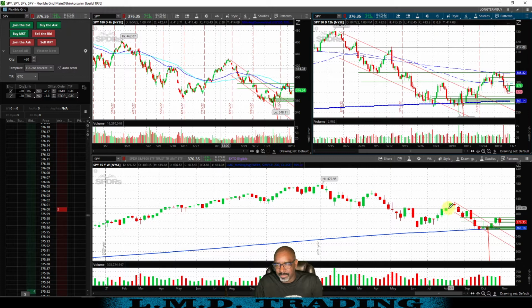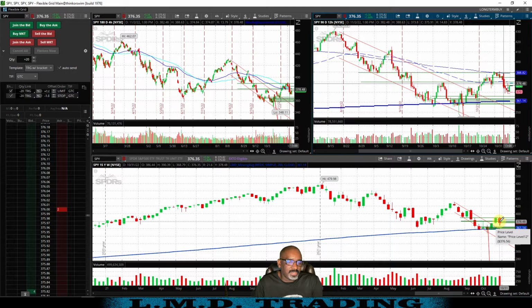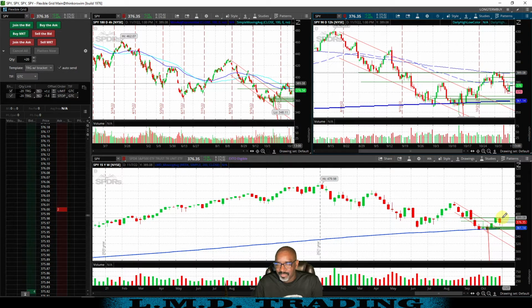But we do see that it was in a downtrend on the weekly as well, and it has broken out of that channel. So if next week we can get this to get back over 390.39, we might get a little push higher.